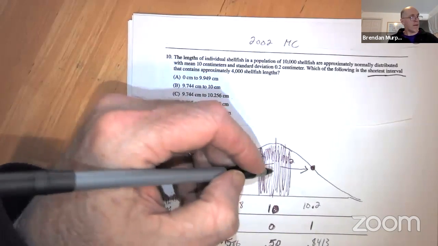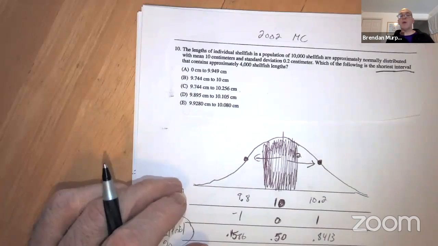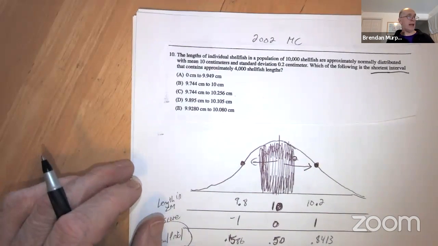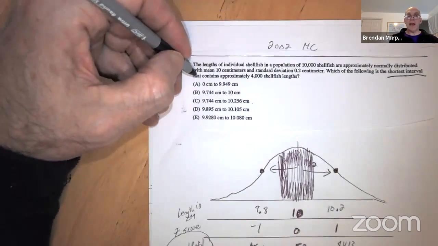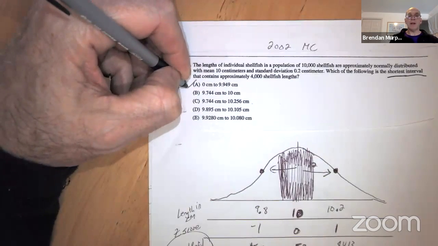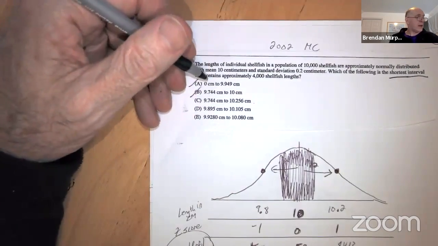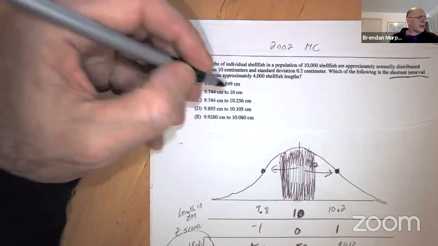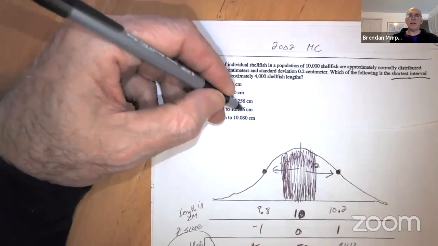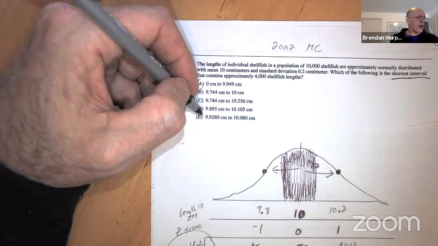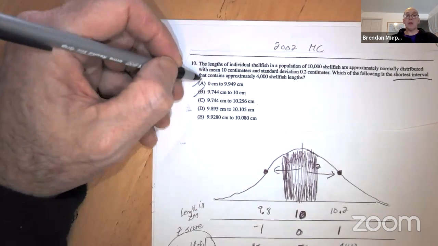And I'm just eyeballing here. You know, hopefully that's around 40% of my 10,000 shellfish. So if you understand or see that logic, well, it can't be A, because that's not centered at the mean 10. It can't be B, that's not centered at the mean 10. Sort of feels like that one might be centered at 10, so that's okay. And it feels like this one might be centered at 10, so I don't think I can throw that one out. And this one here, I don't know if that's centered. So I was able to get rid of two of them right away.